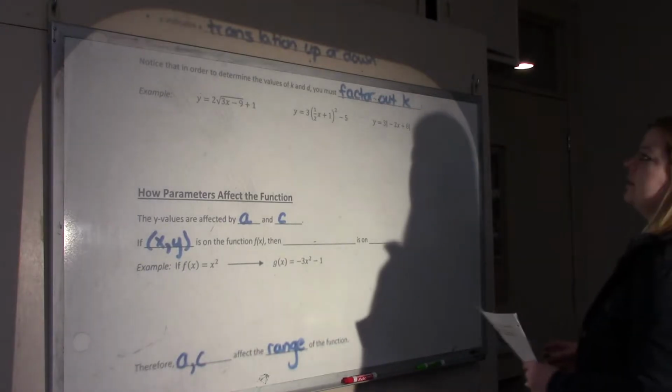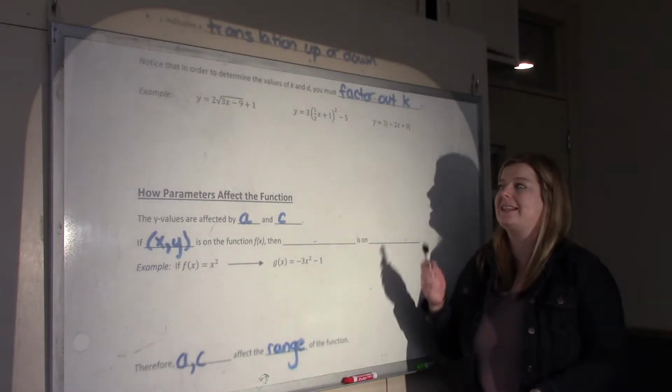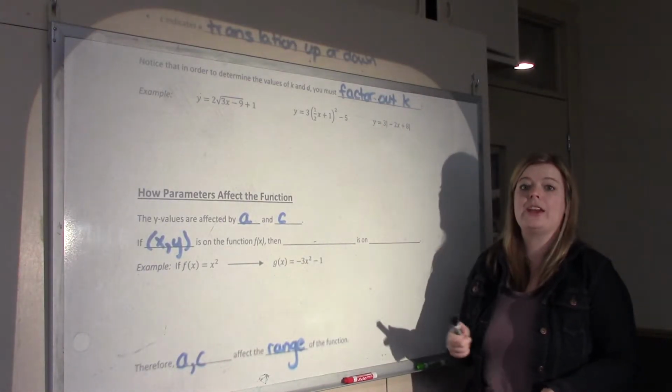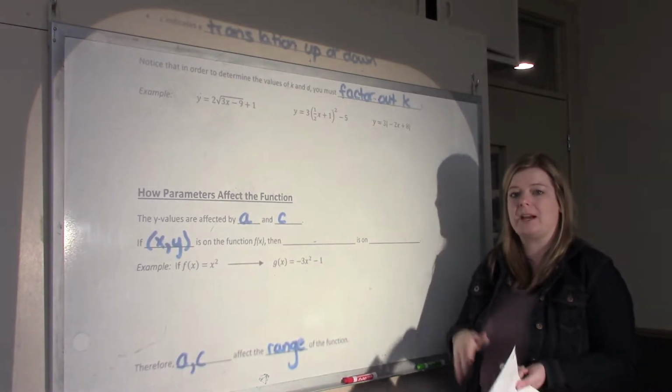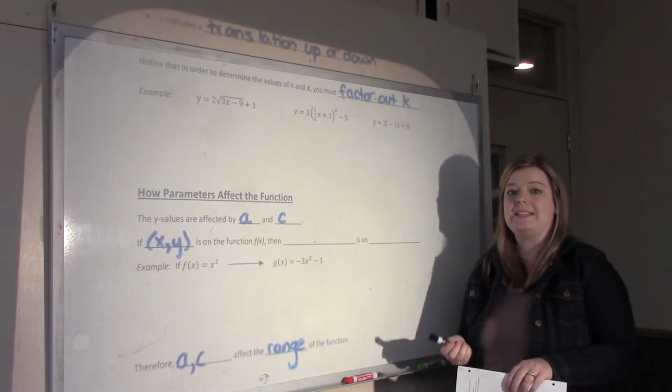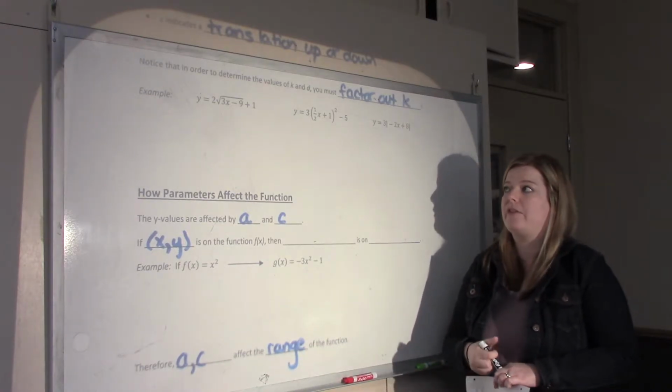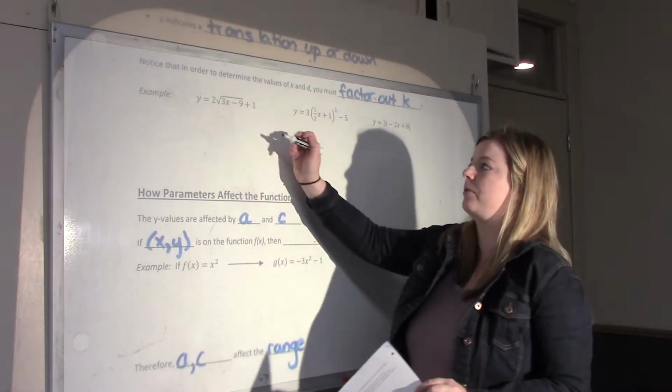So notice that in order to determine the values of k and d, as seen above, you have to factor out k. Notice that k is actually factored out. It says k bracket x minus d. So in order to see the d properly, you have to factor out k first. So I just have a few examples set up for you.